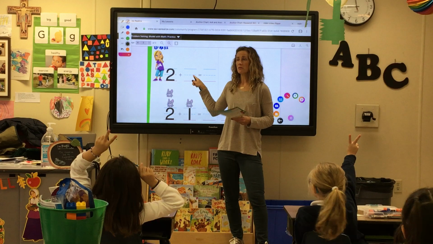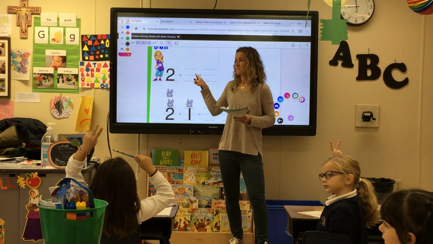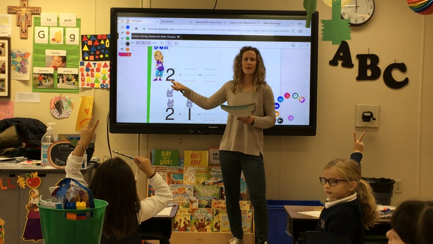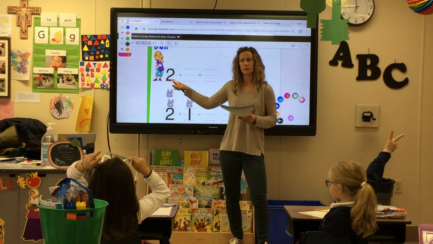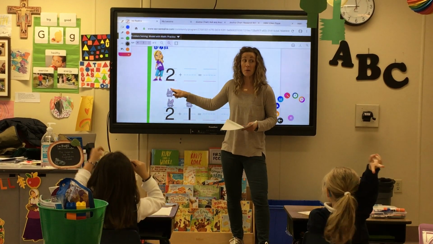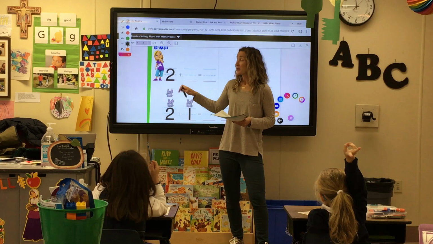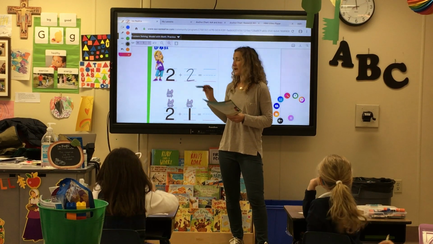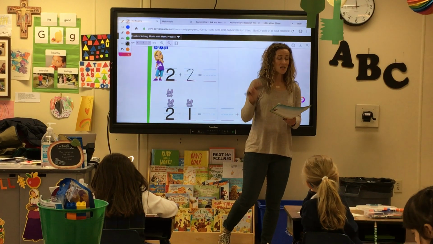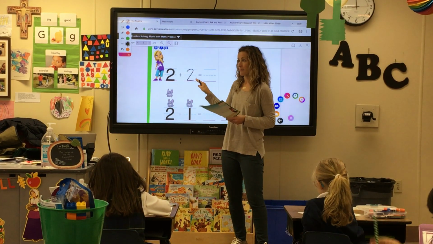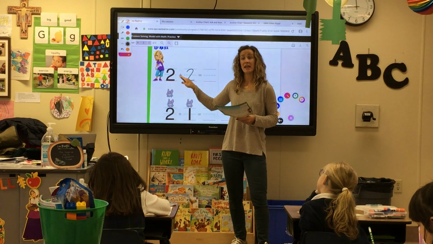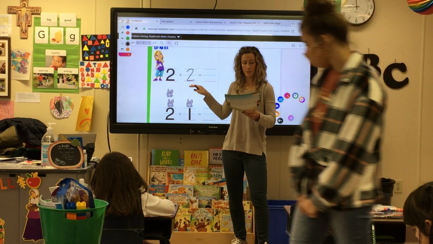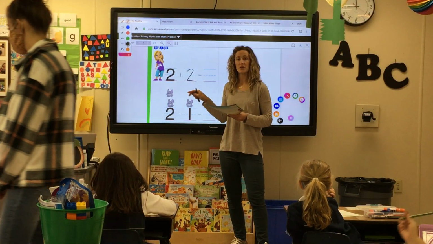Okay, I see some 2s, I see 3s, I see 1s. Okay, what's the same number as 2? 2. It says the same number. So 2 plus 2 is what we're going to write. They said the same number is going to come join them in the hole. So they have 2 rabbits, and guess what? 2 more are going to come join them. All right, so how many rabbits are there in all?